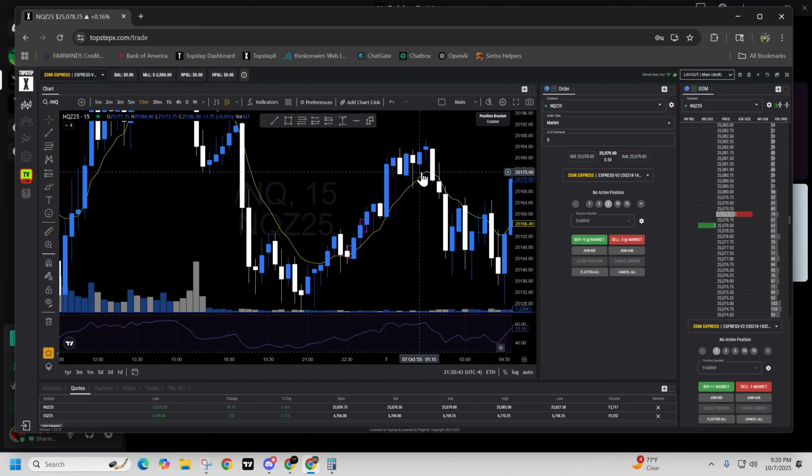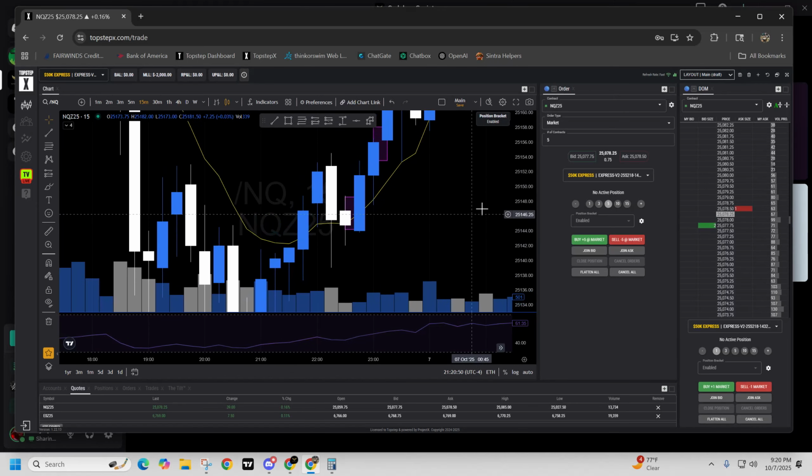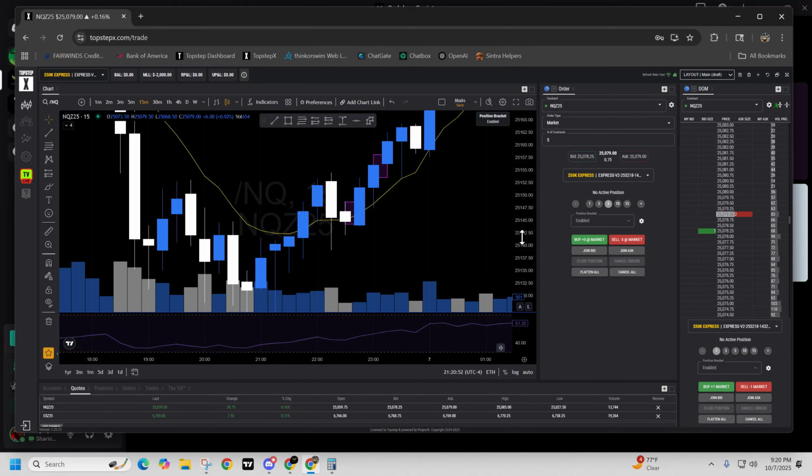Each one of these candlesticks is 15 minutes, right? So this is what we're looking for. We see a signal. What is a signal? A signal is any candlestick that closes above the 9-day EMA. Does everybody understand that? It doesn't have to tap the 9-day. It has to close above it or below it.